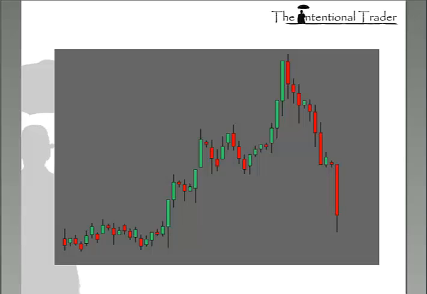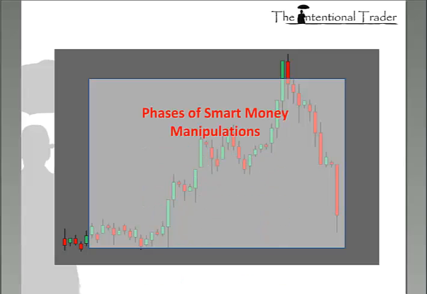All right, so let's take a look at this. The phases that the smart money uses to manipulate the markets. They're going to do this in four phases. The first phase of a market manipulation is called accumulation. I'm going to go through each one of these individually. Markup is the second phase of the smart money manipulations.